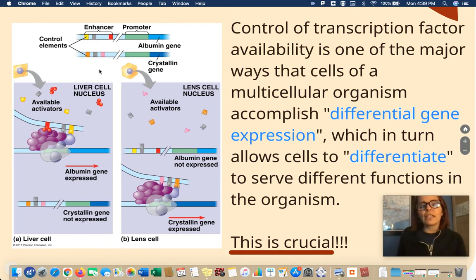Let's flip cells. So this time we have a cell of your eyeball, the lens cell. This time the red and the yellow activators are not present. So they won't trigger transcription of the albumin gene, because that belongs in the liver and not in your eyeballs. However, the pink, the orange, and the gray are present in the eyeball, and that causes the DNA to fold over and allows this super great transcription initiation complex to form, and allows the crystalline gene to form.